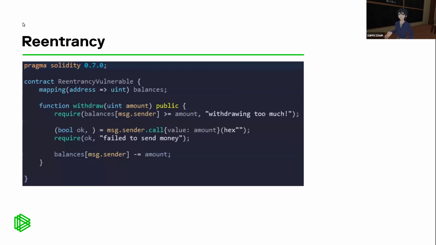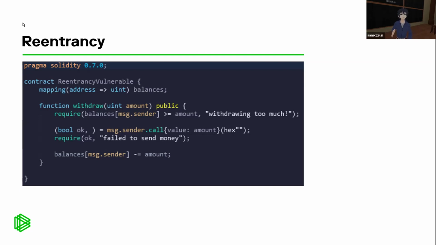Here's a very simple example of what went wrong with the DAO. We have a contract here which maintains a mapping of balances for each user, and we have a function which allows a user to withdraw some Ether from the contract, assuming they have enough balance to do so. So we can see that we first check that there's sufficient balance for the user. If there isn't, then we revert with a message saying they're withdrawing too much. If they do have the balance, then we will send the Ether to them and then update the mapping so they can't withdraw again. At first glance, this code might seem perfectly fine.